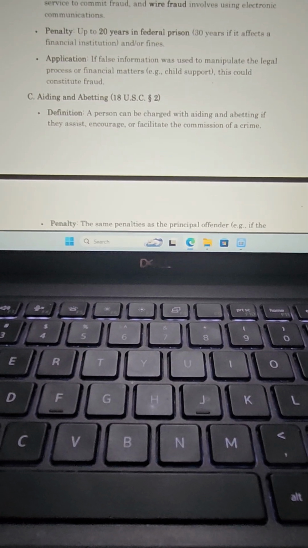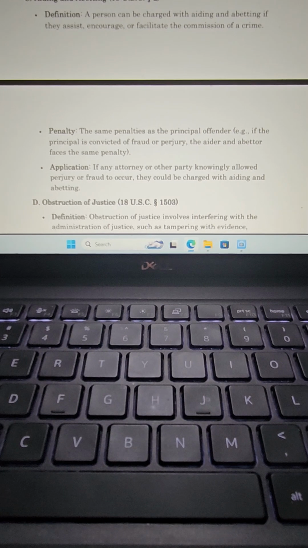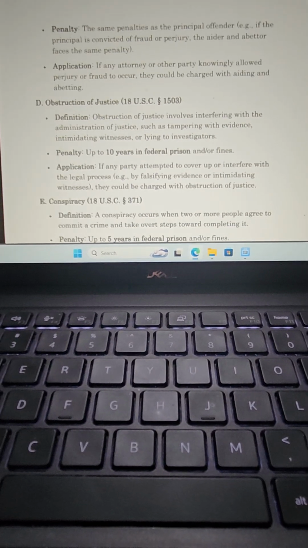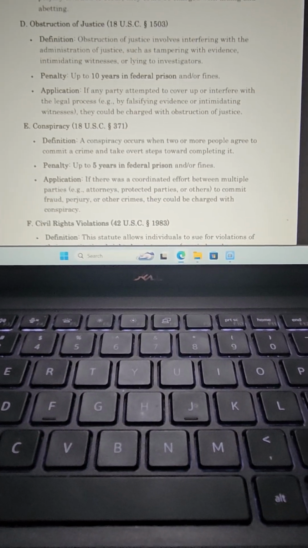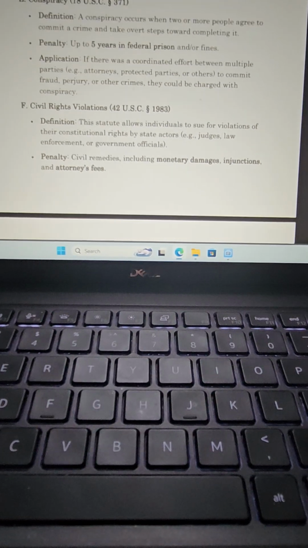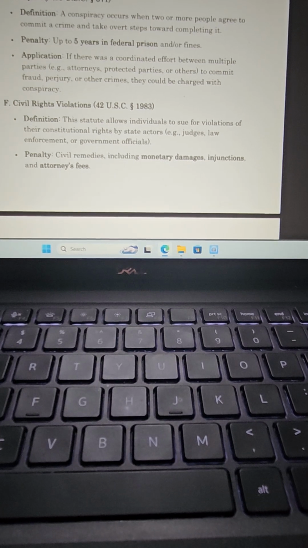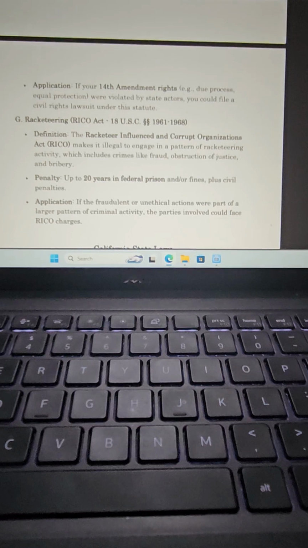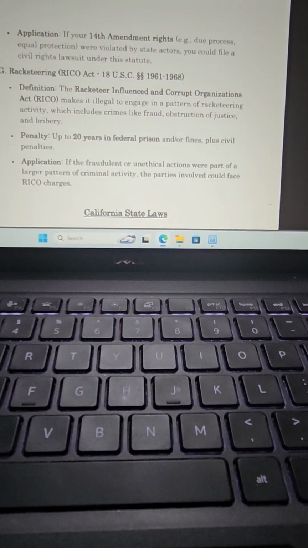Aiding and abetting, 18 U.S.C. 2, penalty, same penalties as the principal offender. Obstruction of justice, 18 U.S.C. 1503, penalties up to 10 years in federal prison. Conspiracy, 18 U.S.C. 371, up to 5 years in federal prison. Civil rights violation, 42 U.S.C. 1983, penalties, civil remedies, including monetary damages, injunctions, and attorney fees. Racketeering, RICO, 18 U.S.C. 1961 to 1968, penalties up to 20 years in federal prison or civil penalties.